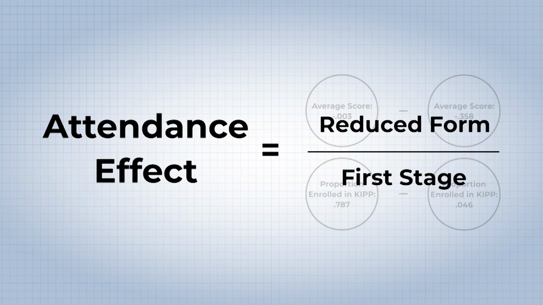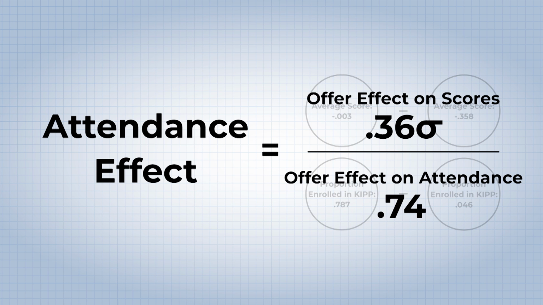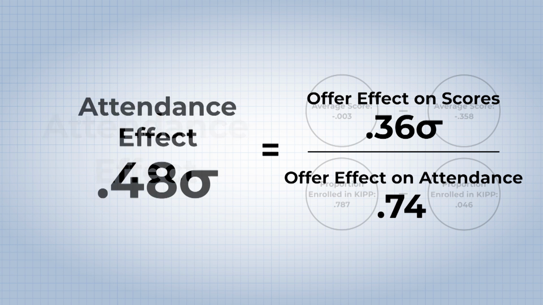The exclusion restriction is often the trickiest or most controversial part of an IV story. Here, the exclusion restriction amounts to the claim that the .36 score differential between lottery winners and losers is entirely attributable to the .74 win-loss difference in attendance rates. Plugging in the numbers, the effect of KIPP attendance works out to be .48 sigma, almost half a standard deviation gain in math scores. That's a remarkably large effect. Who exactly benefits so spectacularly from KIPP? Does everyone who applies to KIPP see such large gains?